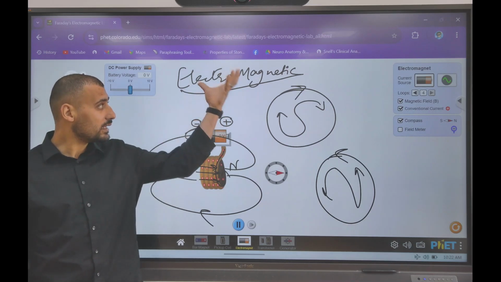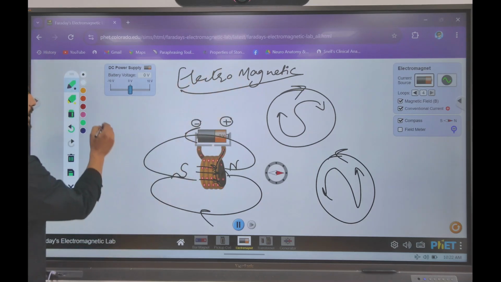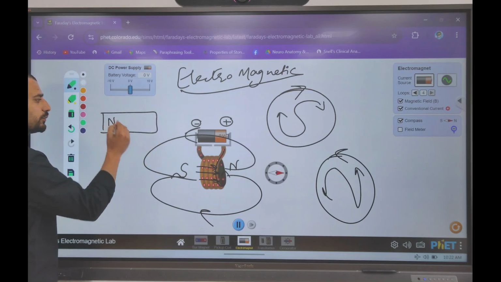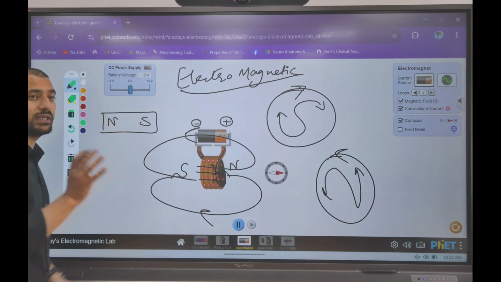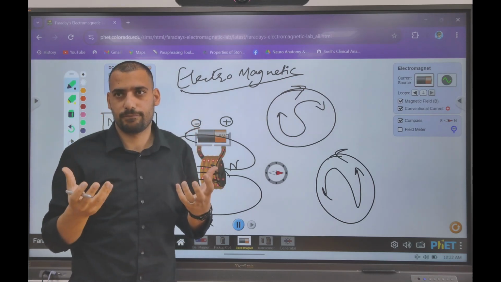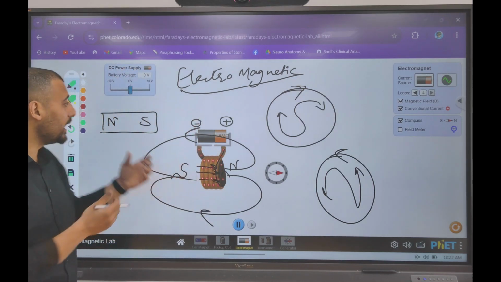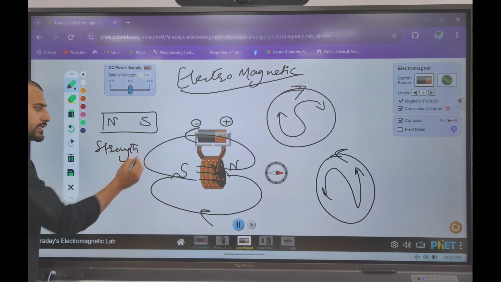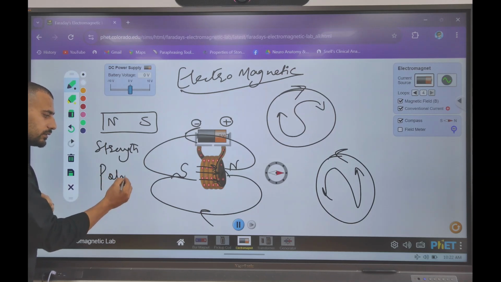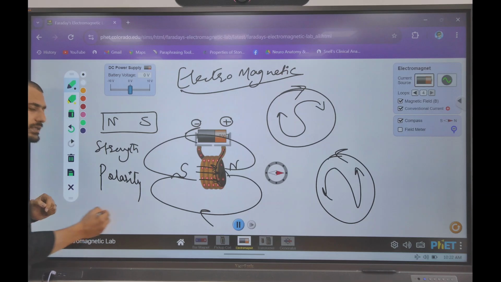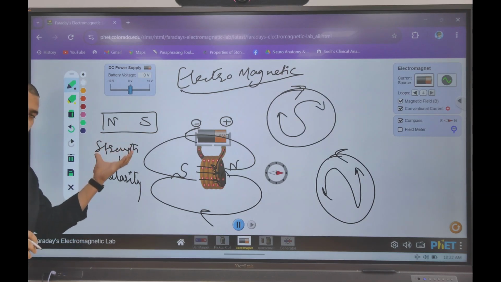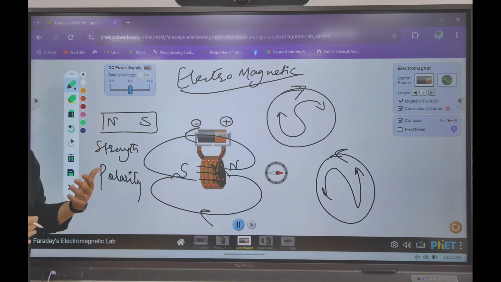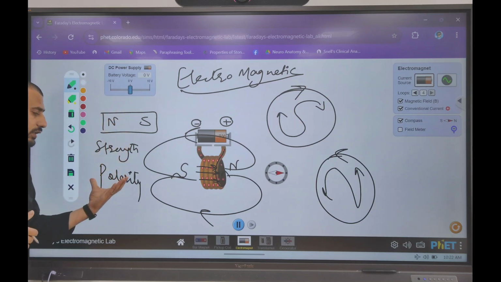Electromagnets. Their strength: see, the natural magnet, which was like this, with the North Pole and the South Pole, is natural. Its strength is fixed, and its polarity is also fixed. Isn't it? You cannot increase or decrease the strength of the natural magnet. You cannot change its polarity.